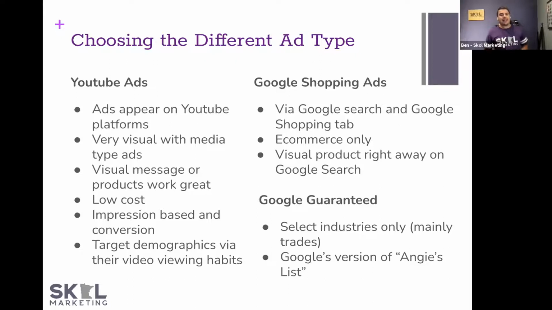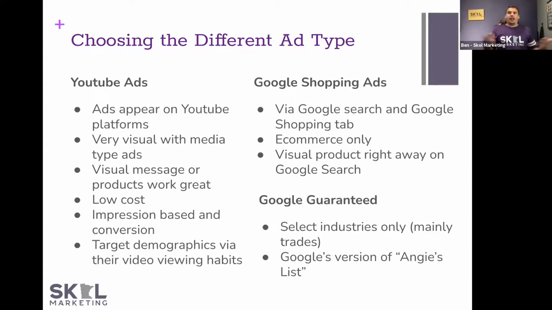And then last but not least is a newer program called Google Guaranteed. This is mainly for some select industries, like in the trades or home services. At the end of the day, it's Google's version of Angie's List. So if you are one of those trades industries that Google has, you can essentially get into the Google Guaranteed program. And it's, again, promoted by Google. What it does is guarantee the user that when they're hiring you, if anything goes catastrophically wrong, Google essentially has their back, and thus the guarantee.